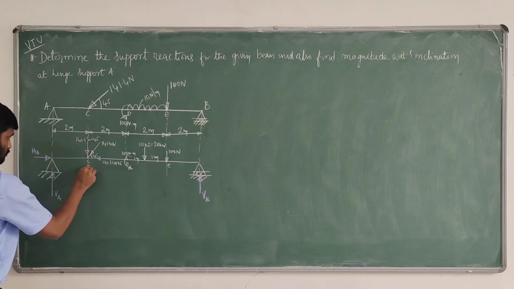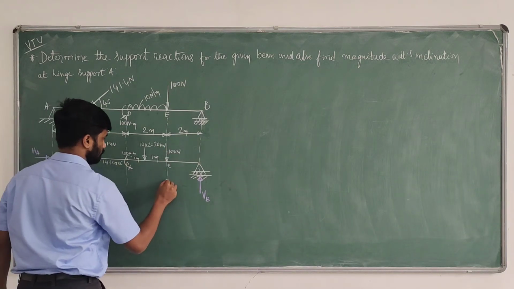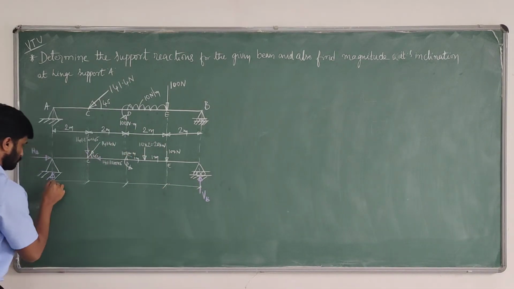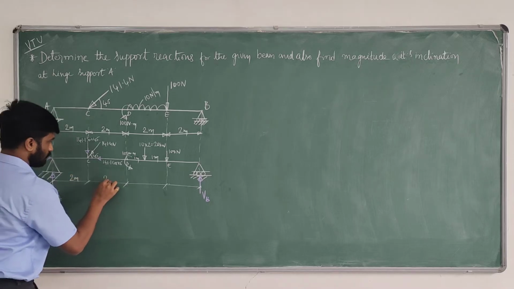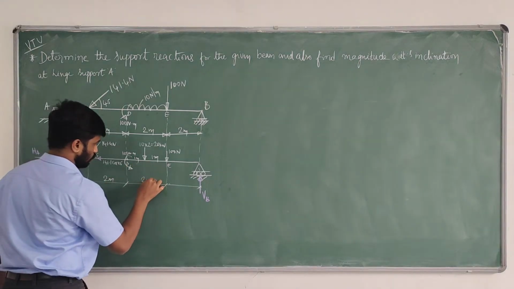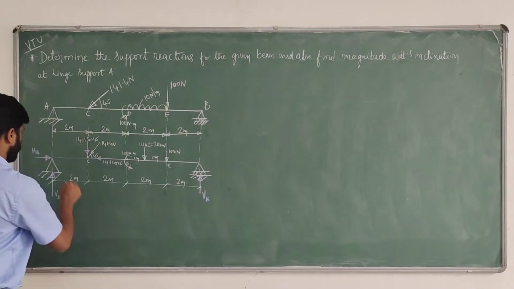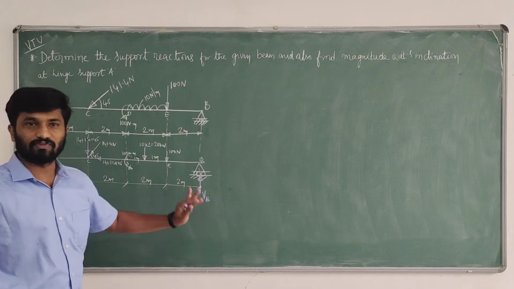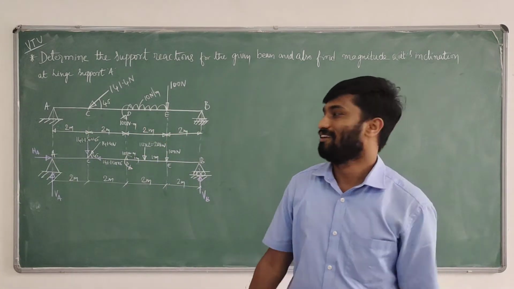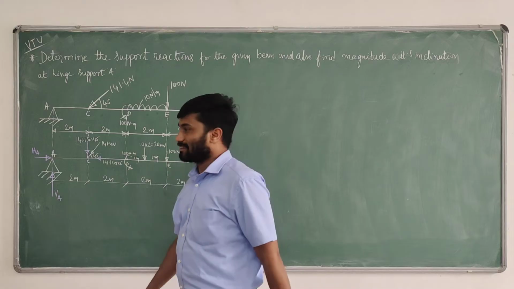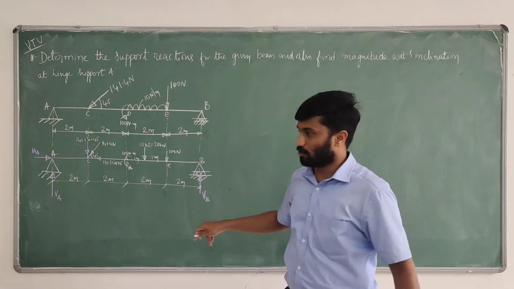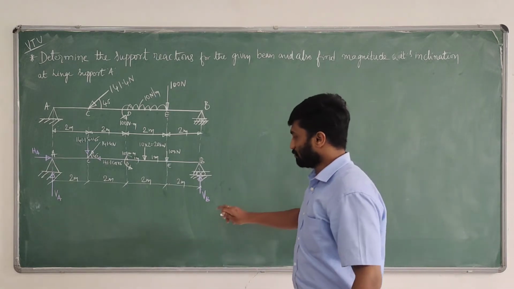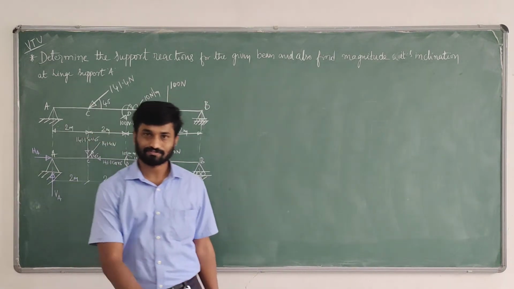So write whatever the distances are. The distances are 2 meter, 1 plus 1, 2 meter, and here also 2 meter. So A, B, C, D, E. Over. This is the free body diagram. It's very simple. First write the support reactions. Next reduce all distributed loads into point loads. And if an inclined load is there, resolve it. That's all. Next, the ultimate aim is to determine VA, VB, HA.